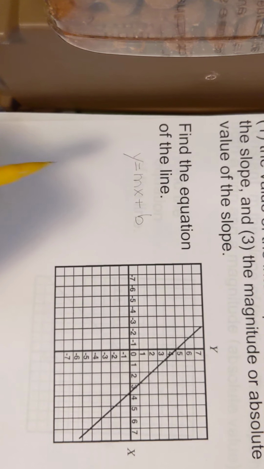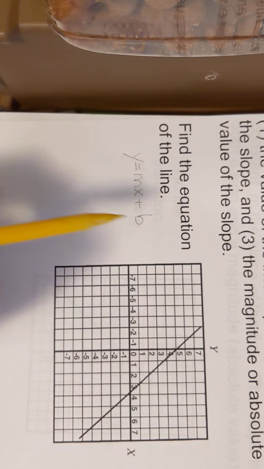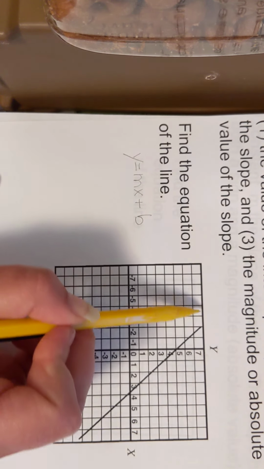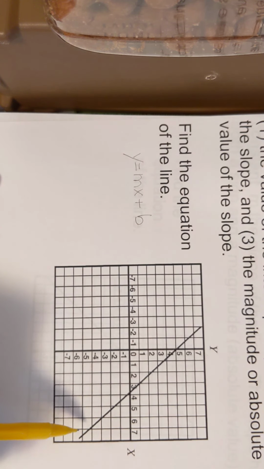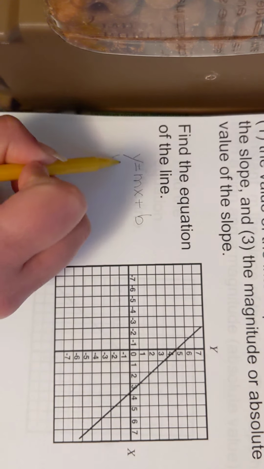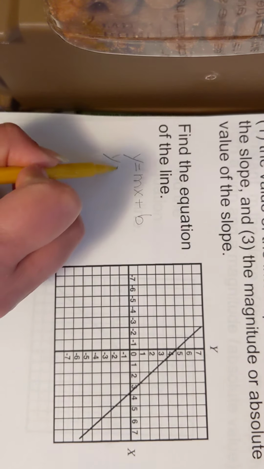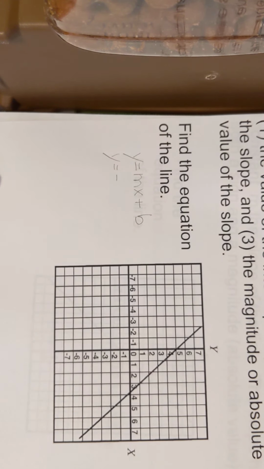I'm going to look first at the sign of the slope. So my little car comes along, hits this line, and we go down. That means my slope is going to be negative. So I know so far I have y equals negative something. Let's find out what it is.